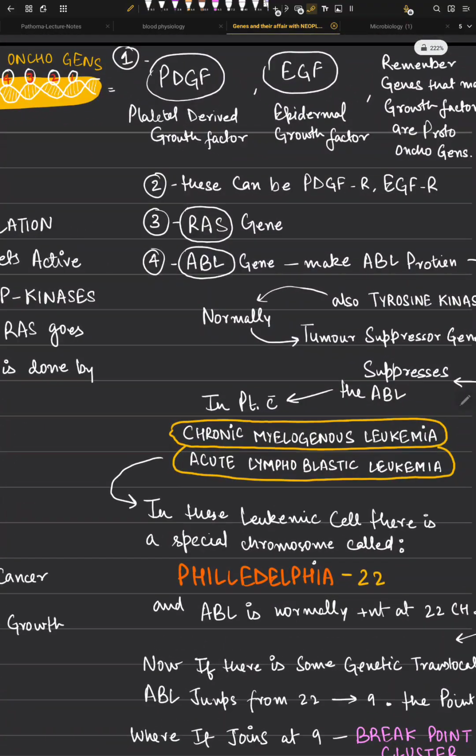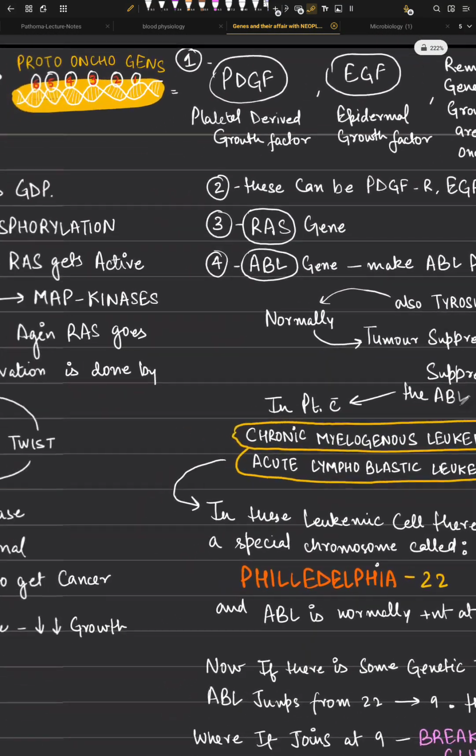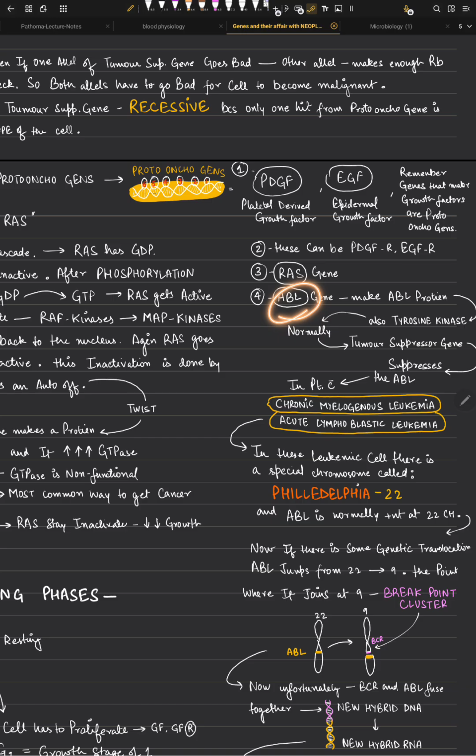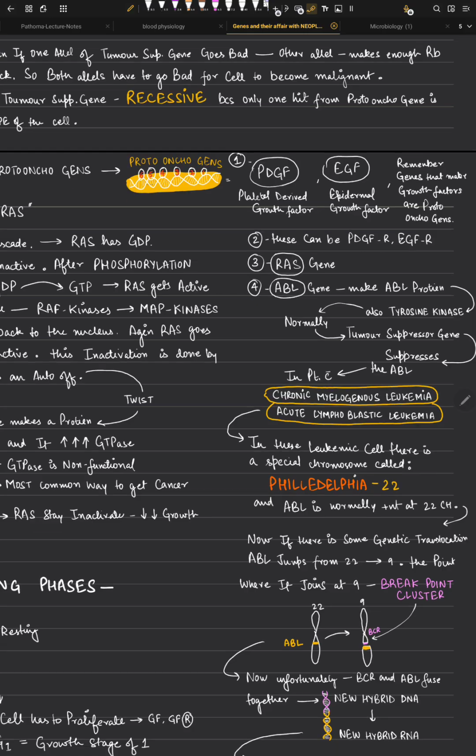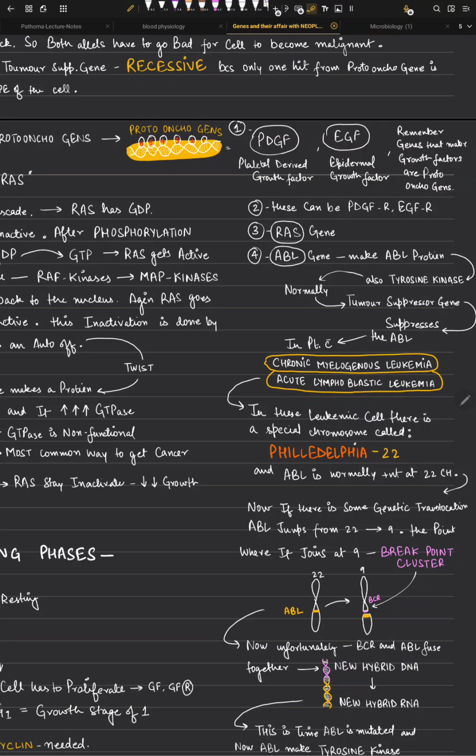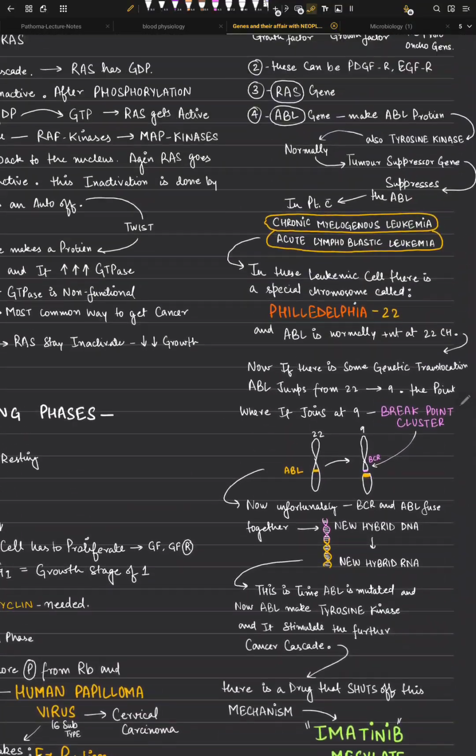Okay, so that was fourth, the ABL, right? The ABL gene is a proto-oncogene. It can become cancerous if it translocates from chromosome 22, the Philadelphia chromosome, to chromosome number 9, and it joins and makes a hybrid gene with another gene, which is the BCR gene.